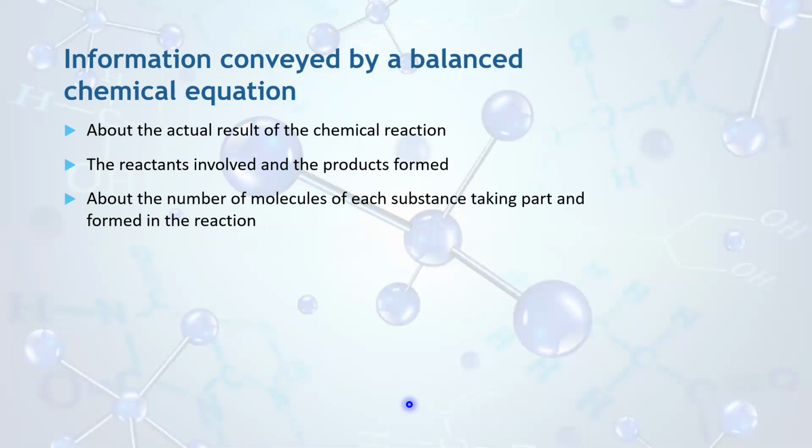Third, about the number of molecules of each substance taking part and formed in the reaction. How many molecules are taking part in the chemical reaction? For example, the sodium hydroxide sulfuric acid reaction. As you can see, 2 NaOH means 2 molecules of sodium hydroxide react with 1 molecule of sulfuric acid to give 1 molecule of sodium sulfate and 2 molecules of water. So from a balanced equation, you can understand how many molecules of each substance are taking part.